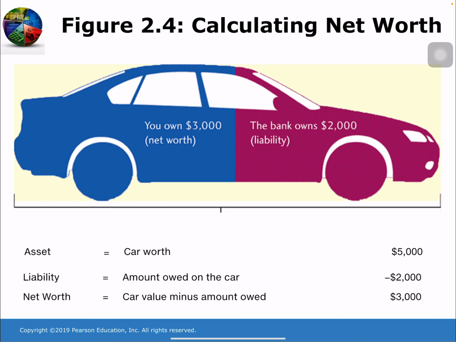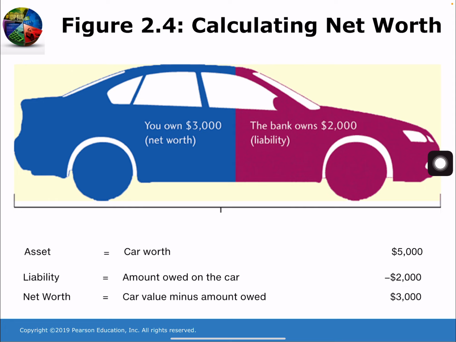Let's just take a look at this diagram here. It's a car. You own some of it, you owe the bank some of it. You can see your assets here is your car worth. The car is worth $5,000, because you own $3,000 of it and you owe $2,000. So the total value is $5,000. The amount owed on the car is $2,000. You owe the bank $2,000. So your net worth would be $5,000 minus $2,000 is $3,000.